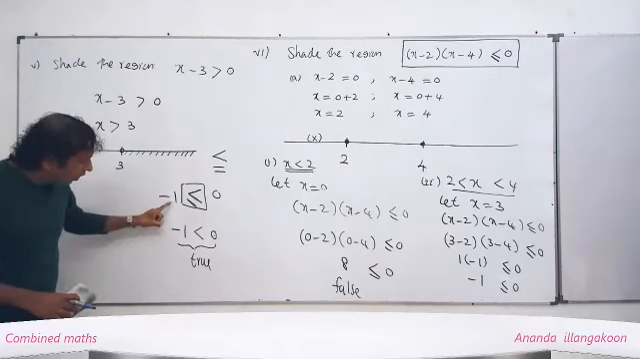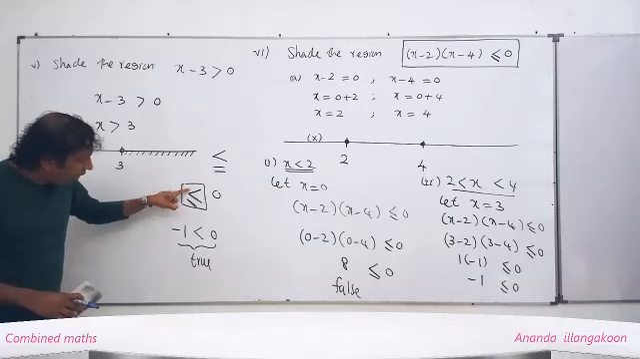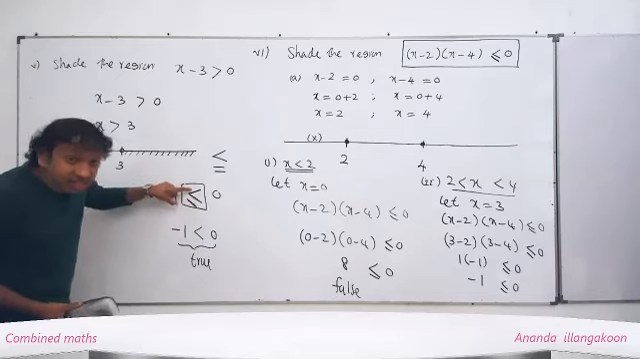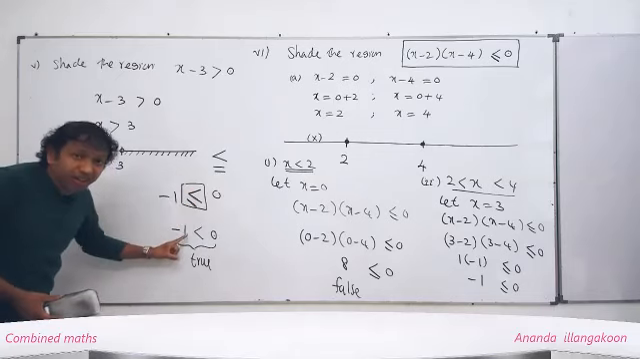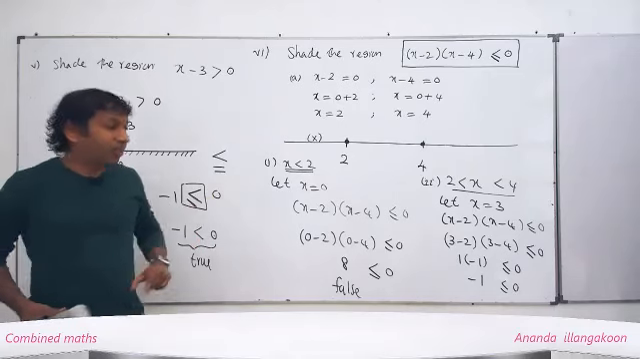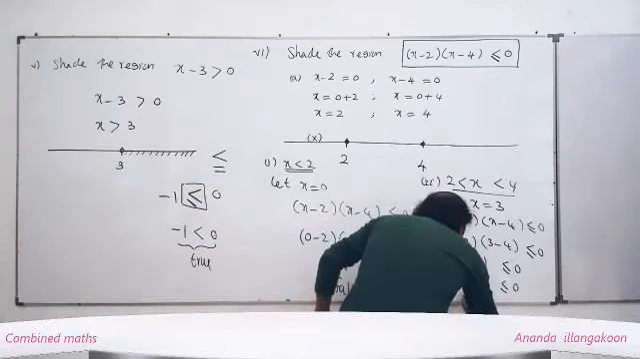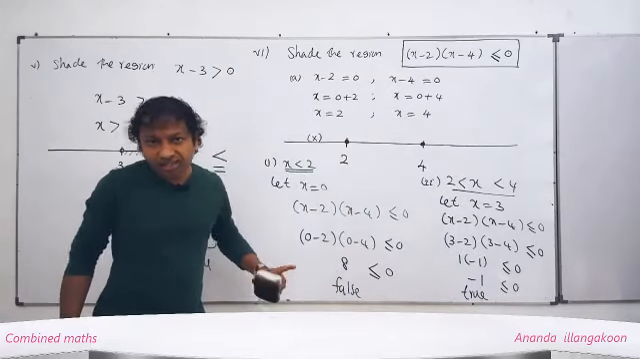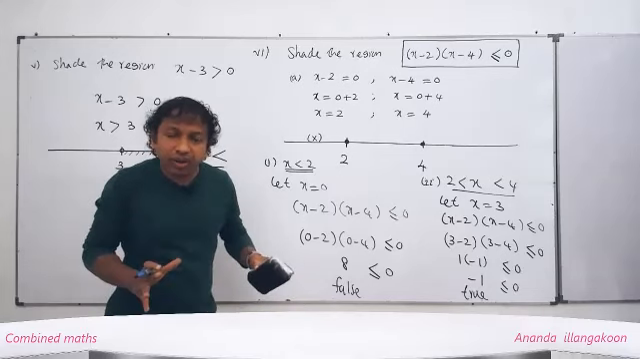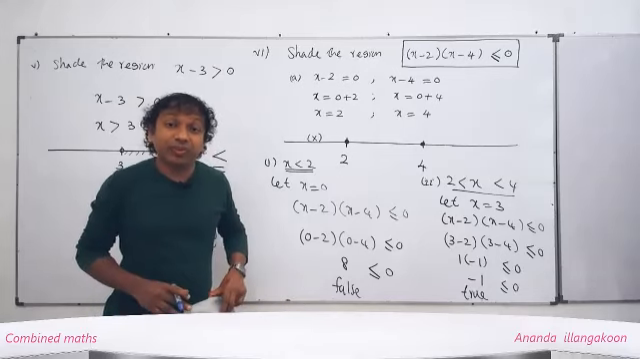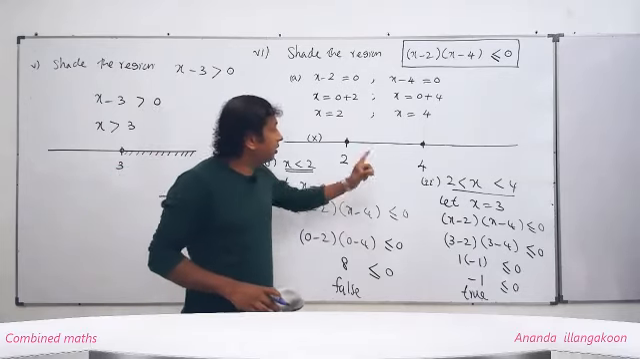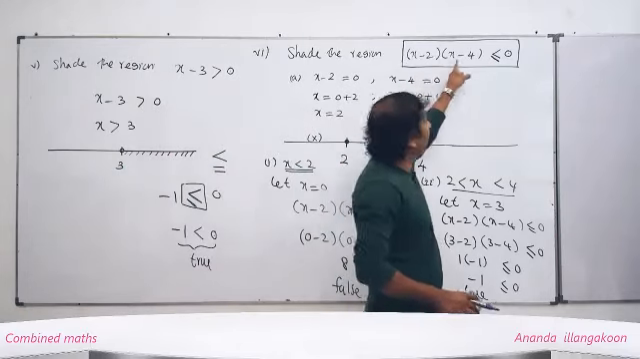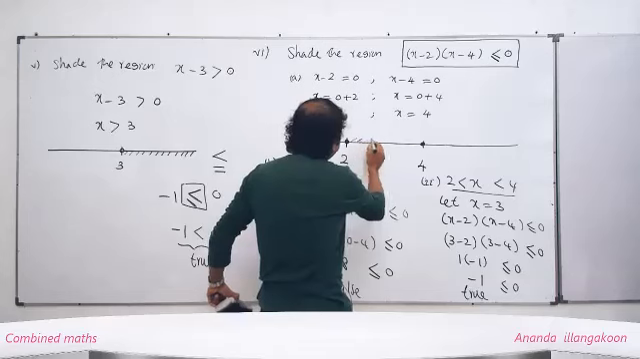For the one we have, minus 1 less than or equal to 0. This equal sign is not valid, but this less than sign becomes valid because minus 1 less than 0 is true. So therefore, we accept this. No need for both signs to be true at once. At least one sign, less than or equal, becomes true, we accept that. Therefore, all the numbers lying between 2 and 4 match this requirement. So therefore, we accept this.